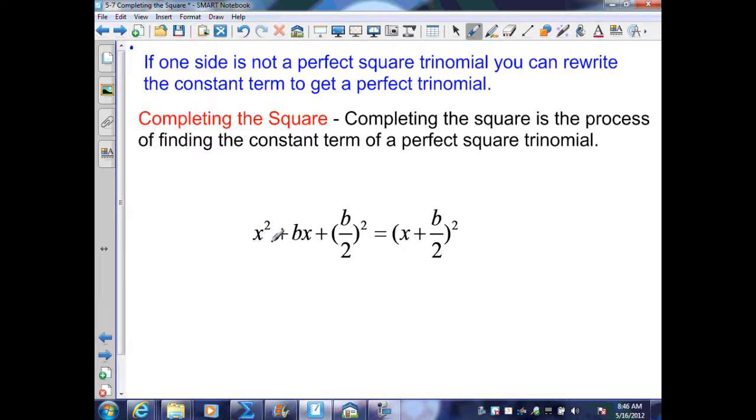For example, if I have x squared plus bx, I can make this into a perfect trinomial by taking b, which is the coefficient of my linear term, dividing it by 2, and then squaring it. If I do that, I can then rewrite it as a product of factors in such a way that I have x plus b over 2 squared. In other words, this would break into x plus b over 2 times x plus b over 2. And of course, then I can rewrite it as x plus b over 2 squared.